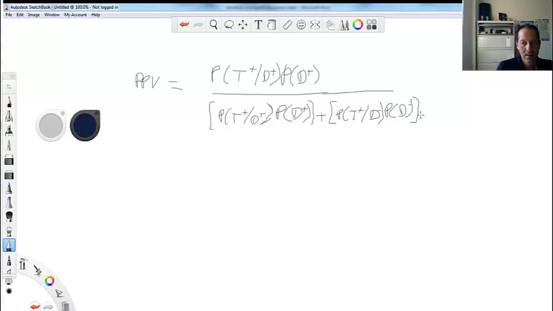Okay, so now let's substitute the terminology. Man, I'm a messy writer. I'm trying my best, though.